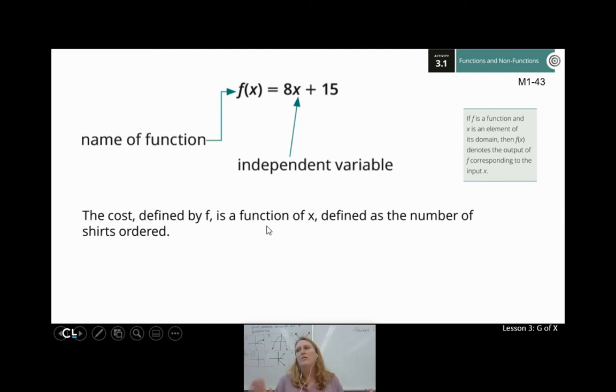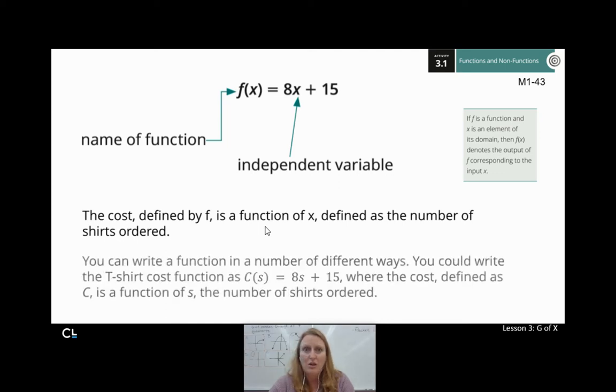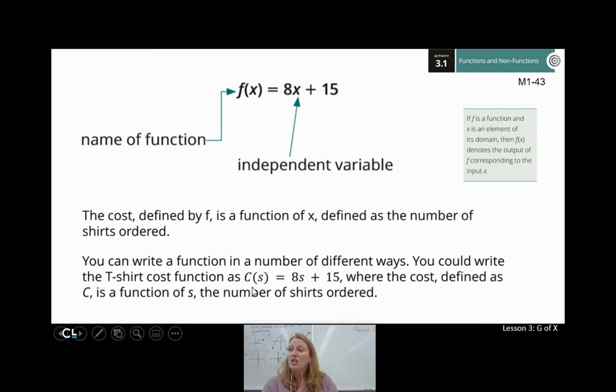Now, we've been using x and f this whole time. But the truth is, you can write function notation all kinds of ways. You can use different variables, right? Maybe you don't like f and x, although we use them a lot. But you could write a function in a number of different ways. You could write the t-shirt cost function as c of s equals 8s plus 15, where the cost, defined as c, is a function of s, the number of shirts ordered.